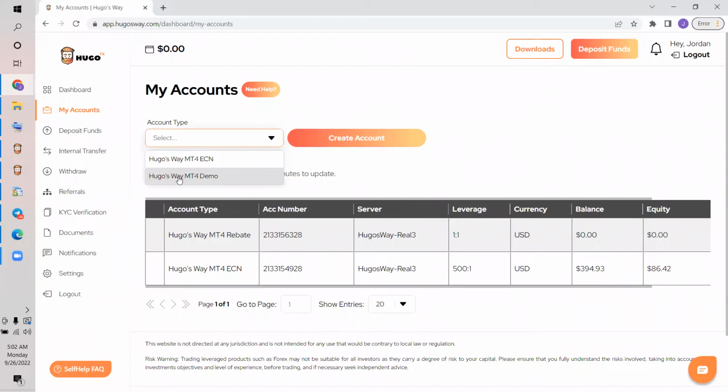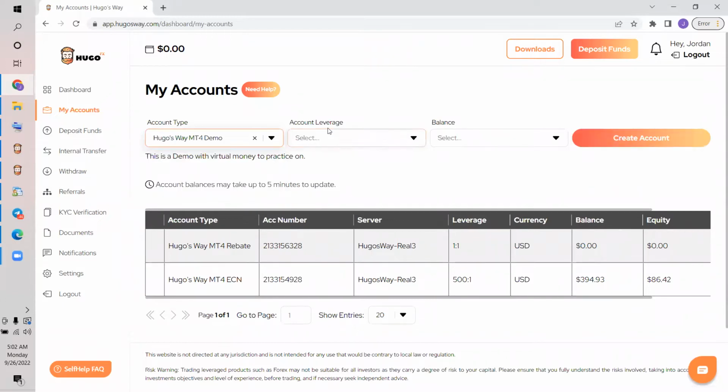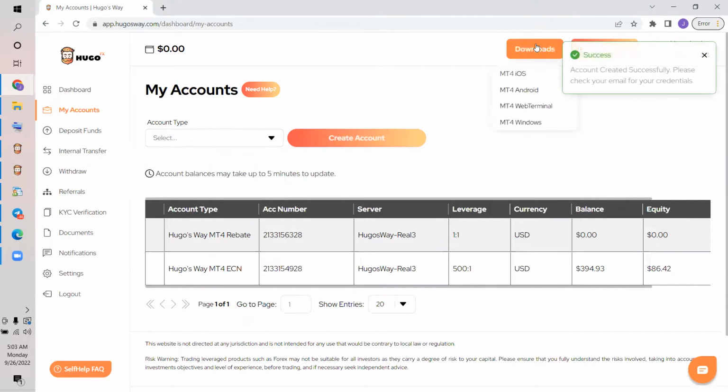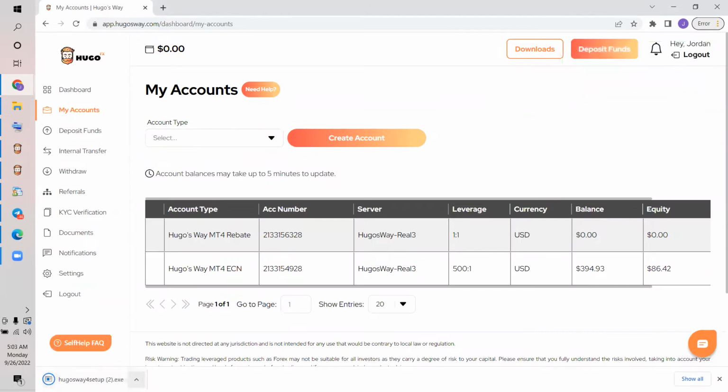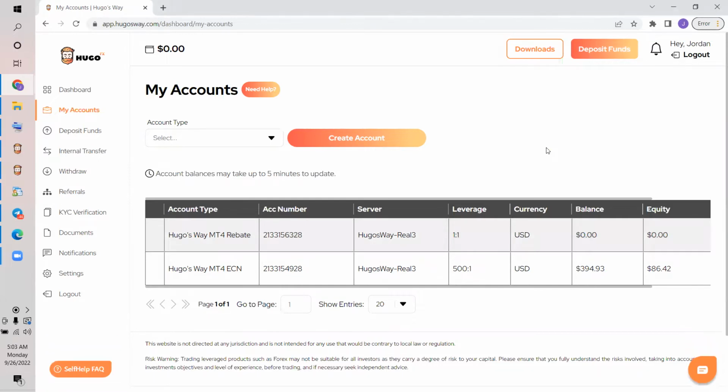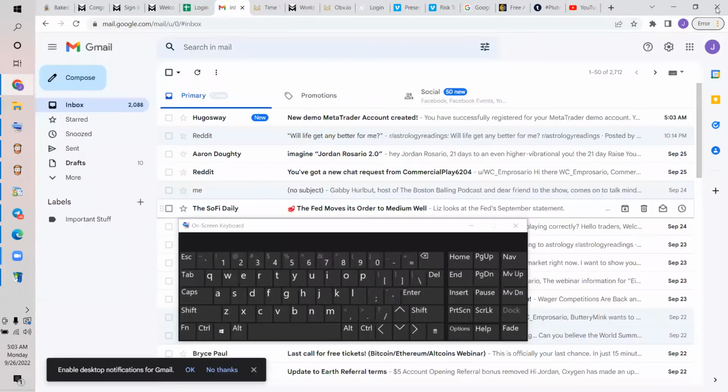Okay, everybody, so we are back. I am going to create a new demo account with the same leverage and same balance settings as I had with the previous demo account. And then I'm also going to download another copy of the Hugo's Way setup, and we're going to install that. And I'll show specifically what we will do to add our third Hugo's Way into the mix.